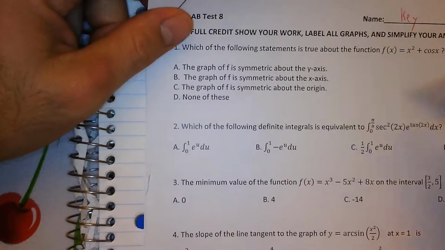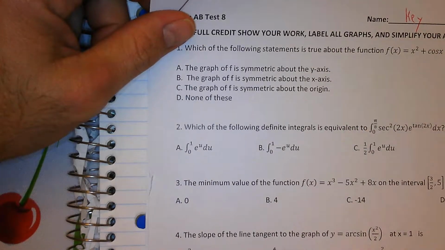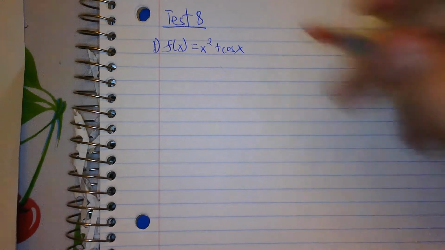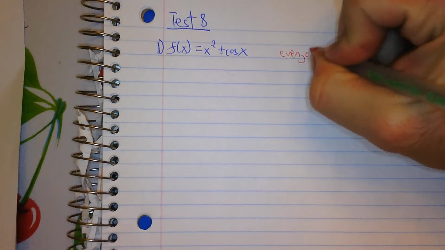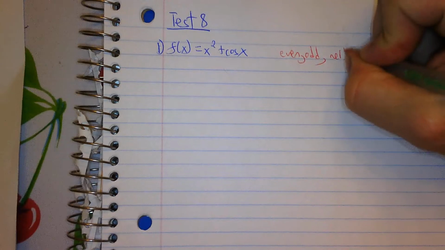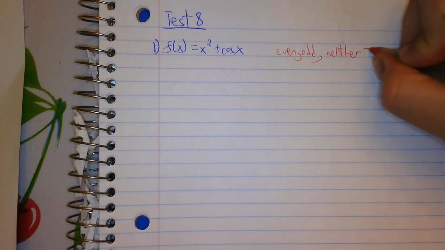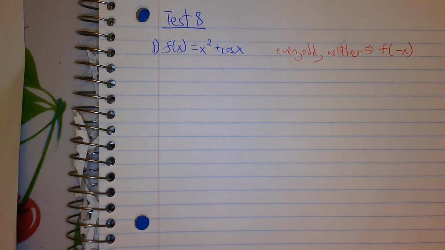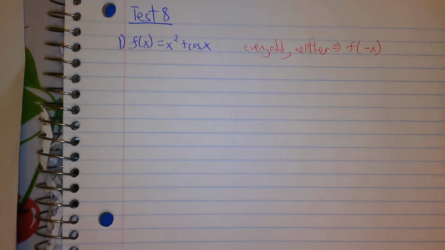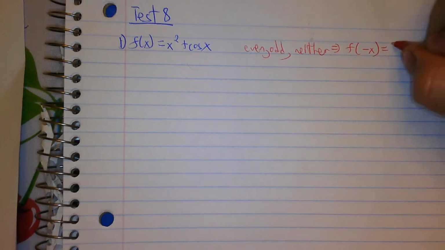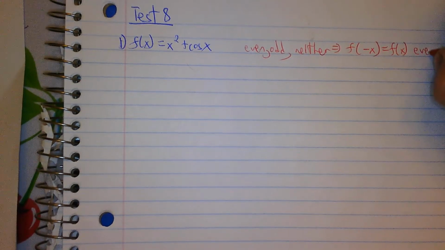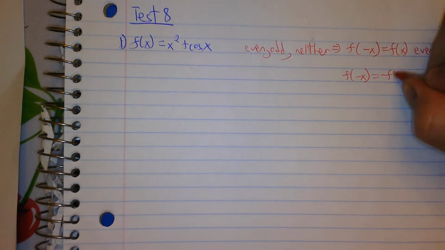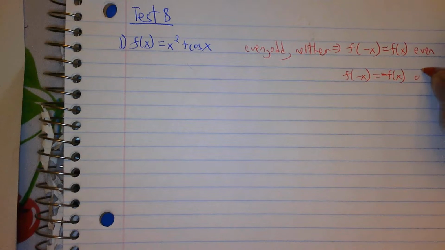Look at the choices. They're all about symmetry, okay? This should immediately throw off in your brain that the topic we're talking about here is even, odd, neither. And that, in turn, should set off in your brain this kind of test. The test is always the same. Stick negative x into the f function. If f of negative x equals f of x, you're even. And if f of negative x equals negative f of x, you are odd.